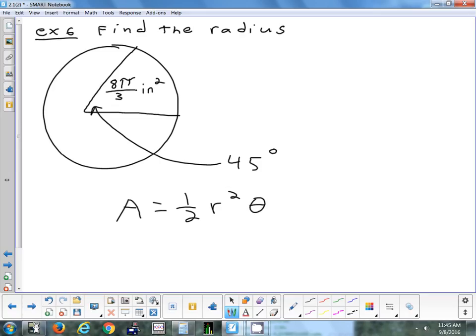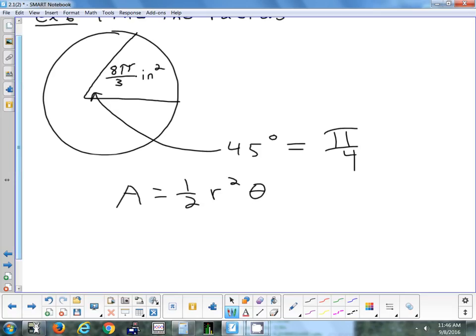So I'm going to start with my formula. 1/2 r squared theta. And before I even plug in, I'm going to check to make sure the numbers that I have are ready to plug in. Sam, do you think that both of these numbers are ready to go the way they are, or is there anything I need to do first? Yeah, I do have to convert degrees to radians. If you go through all the steps I taught you yesterday, you'll get pi over 4. All right, now I'm ready to plug in. So my area is 8 pi over 3.